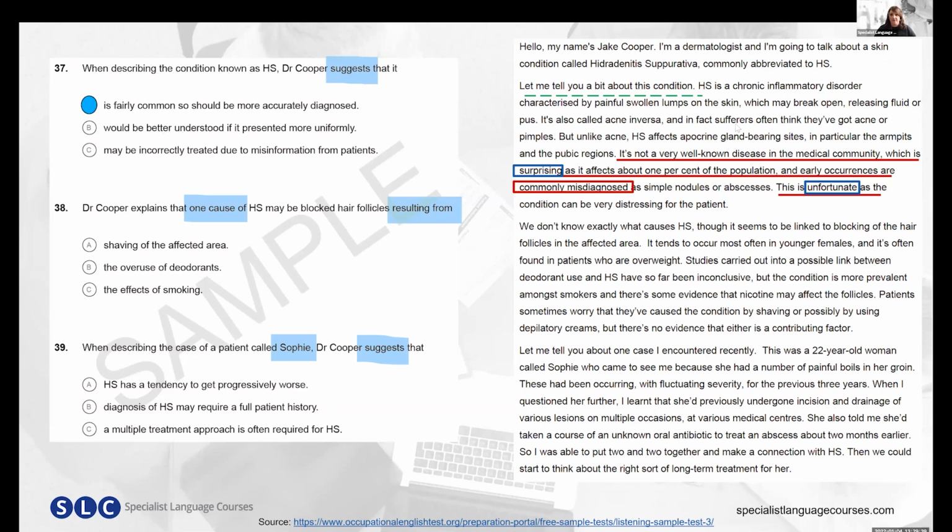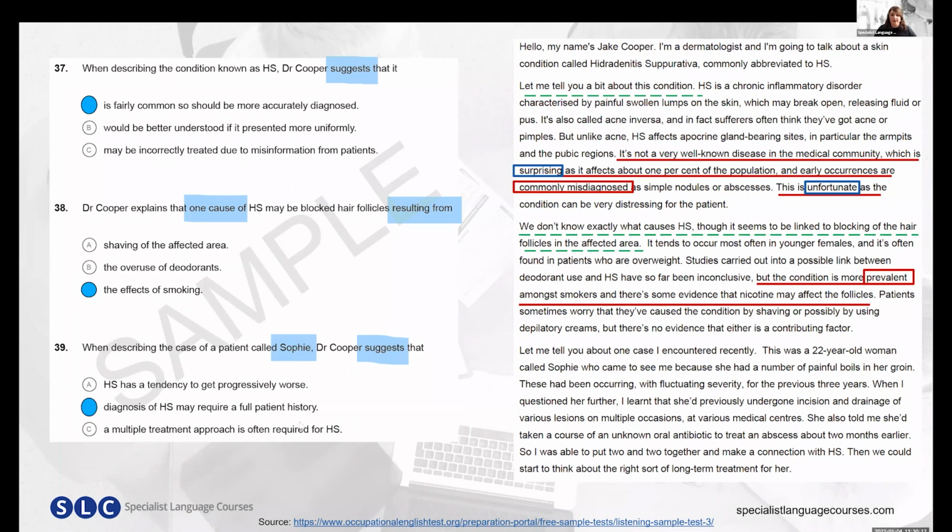It wouldn't be better if it presented more uniformly. 38 is C. So we have our signposting phrases here, and then we take a look that the condition is more prevalent, so is perhaps more common amongst smokers. So this is our lead-in, and then we have this other information here that there's evidence that nicotine may affect the follicles. We also need to notice why the other 2 are wrong. So we've got shaving. There is no evidence that is a contributing factor. And for deodorant, the studies are inconclusive. So that's not the right answer.